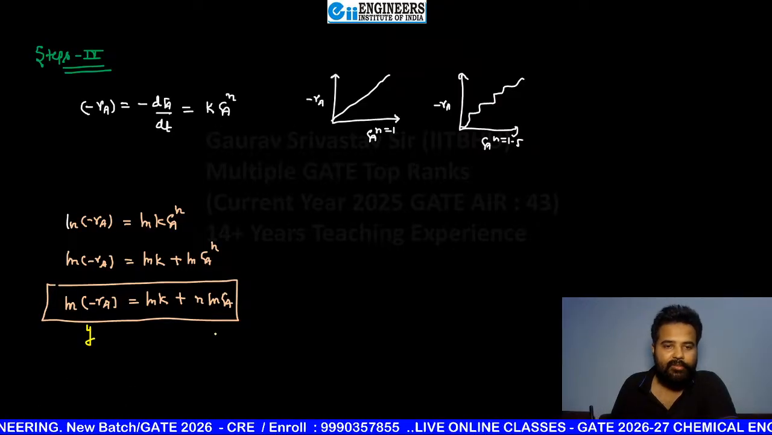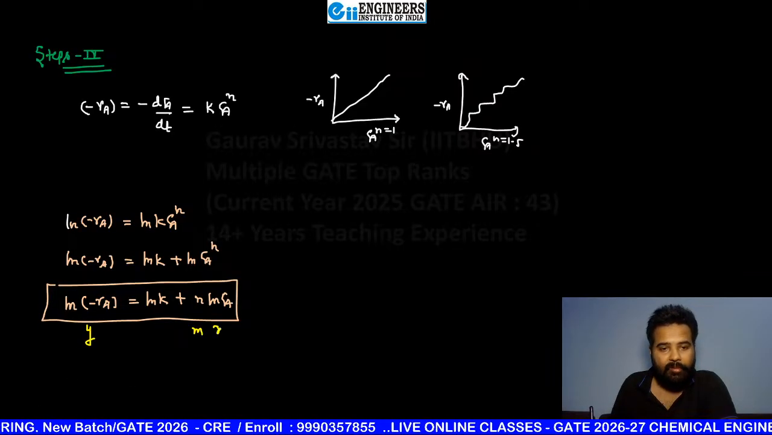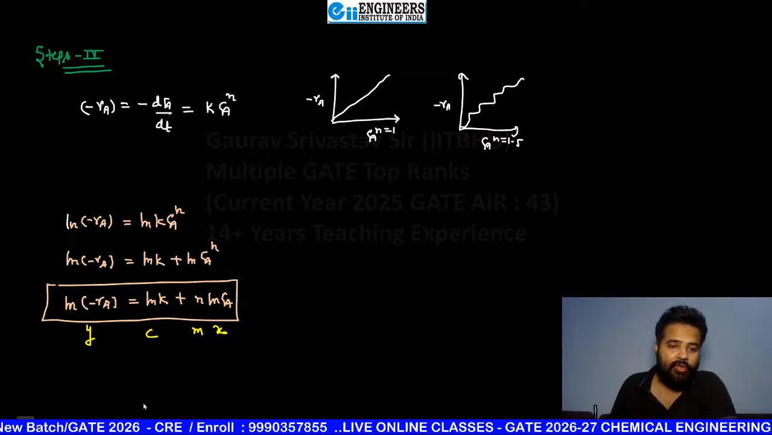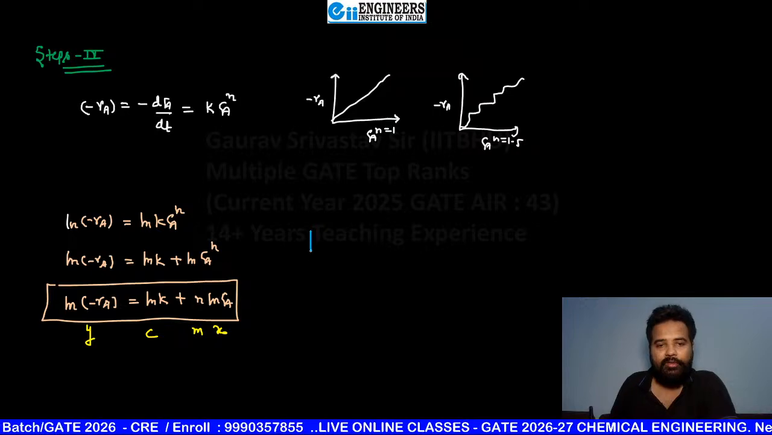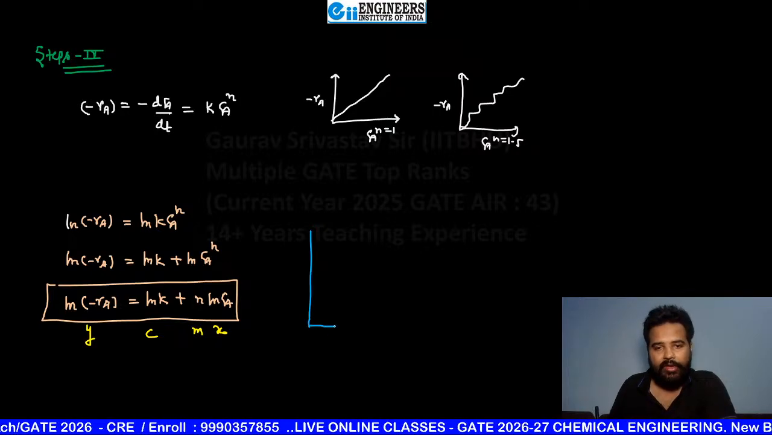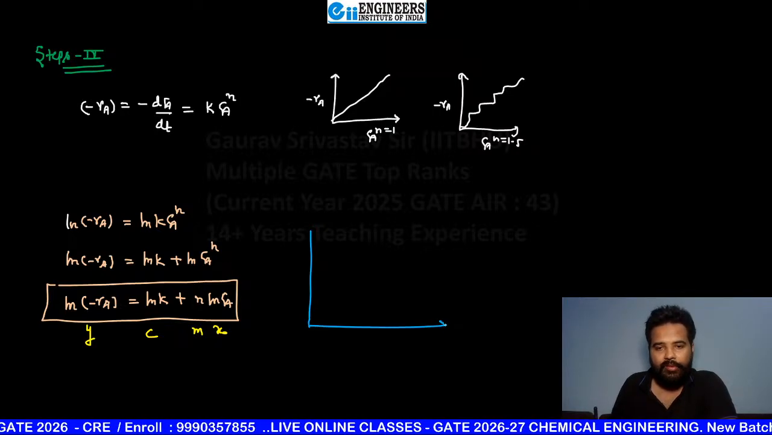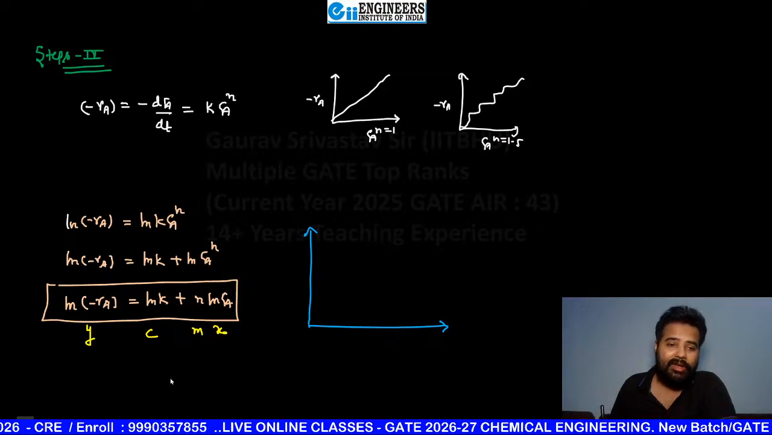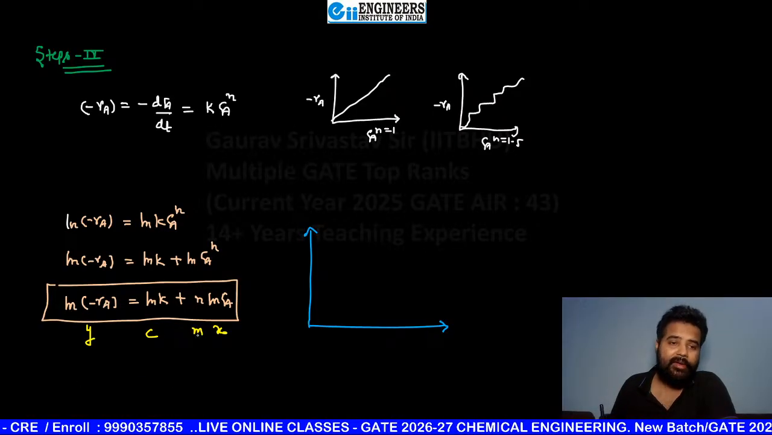This is your Y, this is your M, X, this is your C. So this time you can plot a beautiful graph again, and here there is no need to use any guesses. Automatically you will get the correct answer.